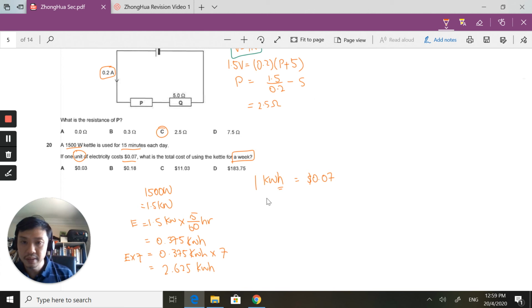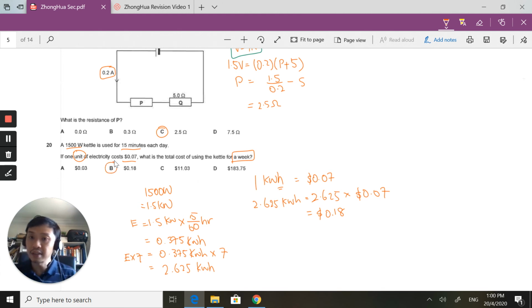Okay, so if they say that 1 kilowatt hour is 7 cents, 2.625 kilowatt hour is how much? So I got to take 2.625 multiplied by 7 cents, and I'll end up with about 18 cents. Yeah, so this is my answer for question 20.